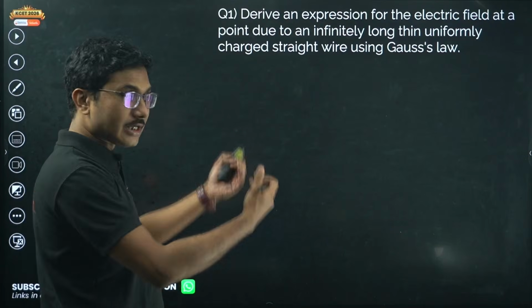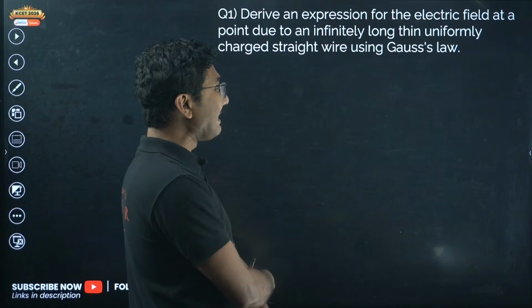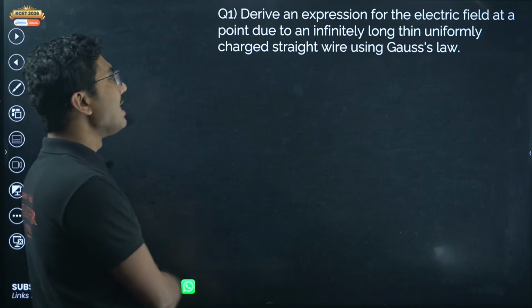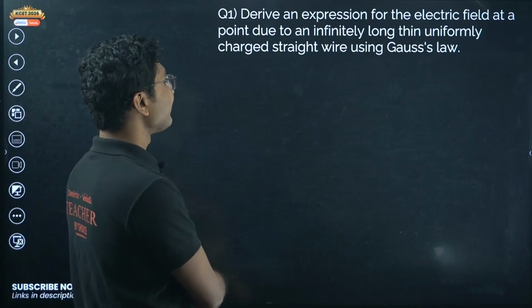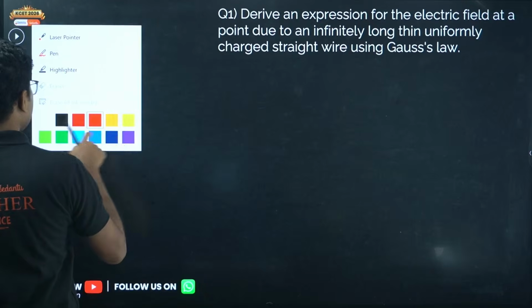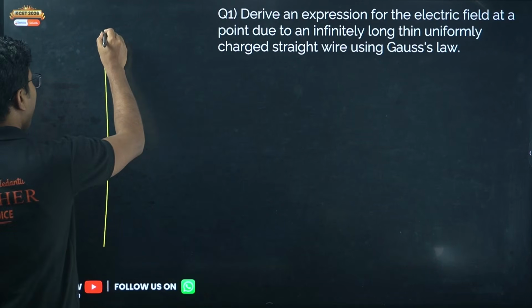First we will obviously start with the first very simple derivation. Derive the expression for electric field at a point due to an infinitely long, thin, uniformly charged straight wire using Gauss's law. So obviously a thin, uniformly charged wire is there.